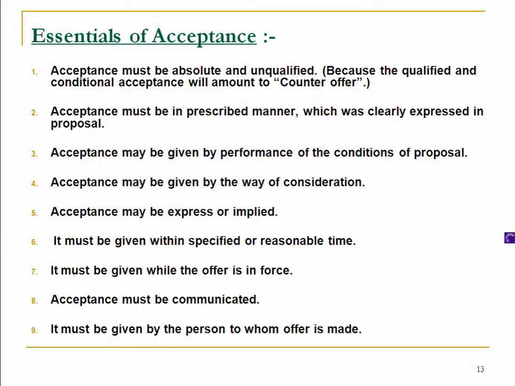And acceptance must always be communicated, as we discussed earlier in proposal, that it should be in the knowledge of that party to whom it is actually given. Same thing we will follow over here in case of acceptance. Acceptance should always be in the knowledge of that person from whom the proposal was received. It must be given by the person to whom the offer is made. There are two types of proposal, general and specific. In case of specific only, it should always be given by that party to whom the proposal was made.